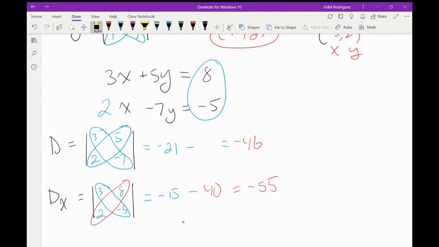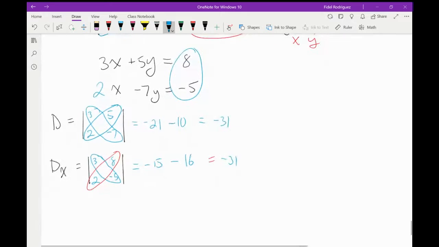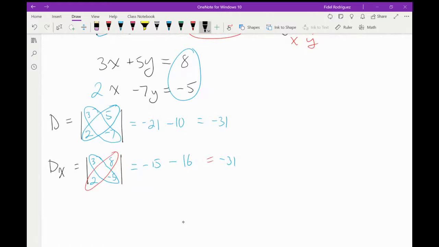So let's see. That's back to a 10, which does give me that minus 31. And let's see, negative 15. This is a minus 16, and that is also a negative 31. Negative 31. And then let's go ahead and do the dy determinant.